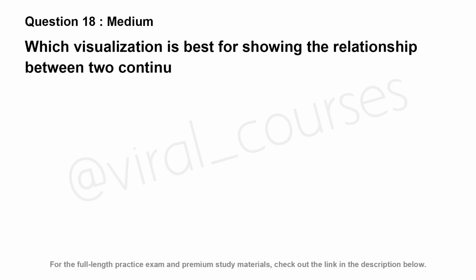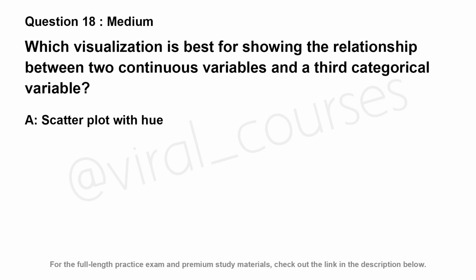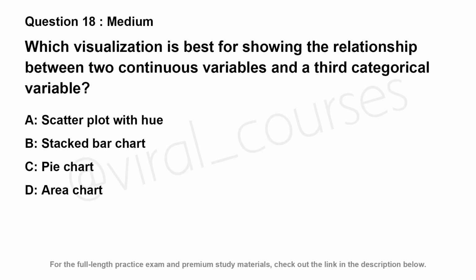Which visualization is best for showing the relationship between two continuous variables and a third categorical variable? Option A. Scatter plot with hue. Option B. Stacked bar chart. Option C. Pie chart. Option D. Area chart.